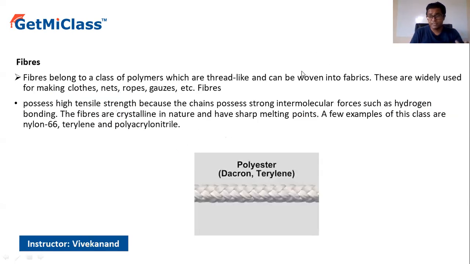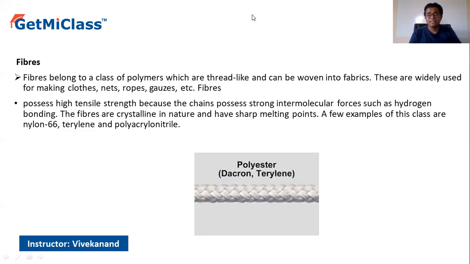Now, fibers. Fibers are nothing more than a thread which can be woven into fabrics. For example, rayons. These are widely used for making clothes, nets, ropes, and so on. These fibers usually have a high tensile strength, because the chains possess very strong molecular forces such as hydrogen bonds.